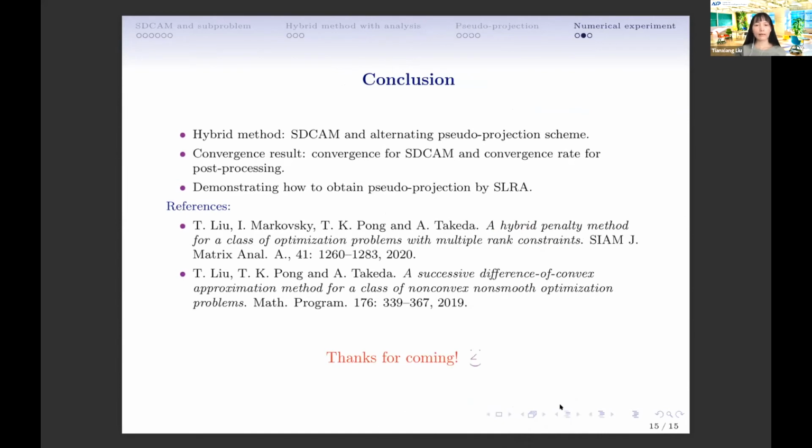So, okay, I think I can conclude the talk now. Basically we introduce a hybrid method, which includes SDCM, and then post-processing, which is alternating pseudo projection. We also show the convergence for the first part, SDCM, and the convergence rate for the post-processing part. Moreover, we demonstrate how to obtain pseudo projection by an existing solver and get some result guarantees. All the content in the talk can be found in these two papers. So I think this is the end of my talk. Thank you so much.